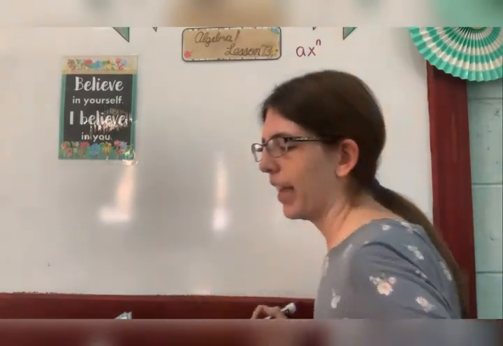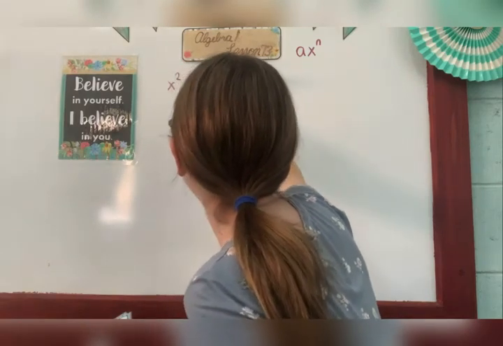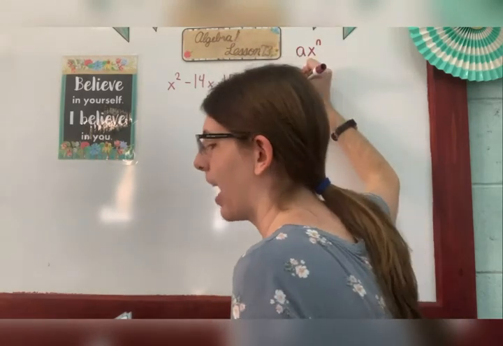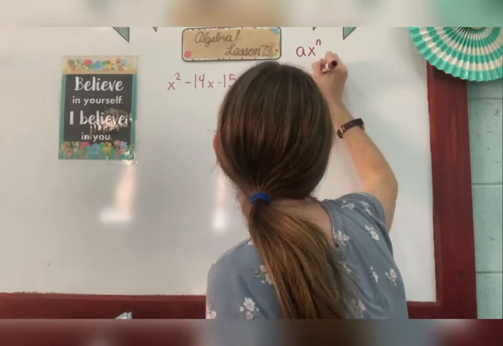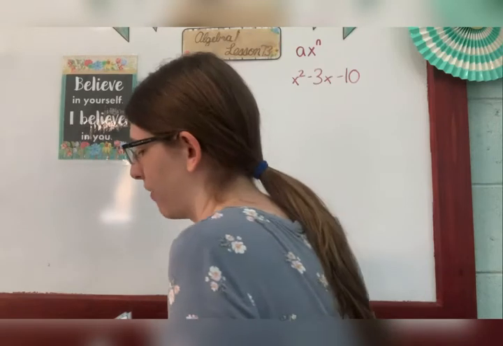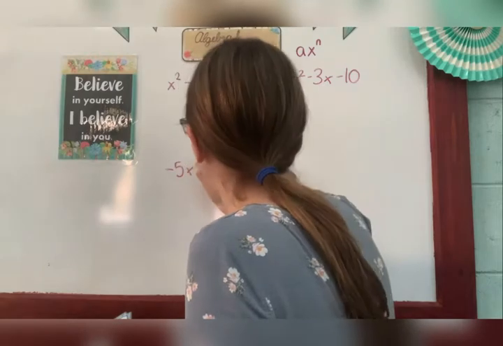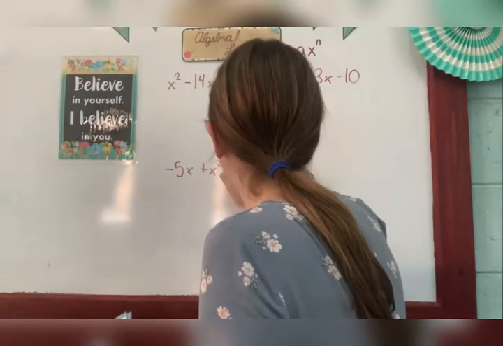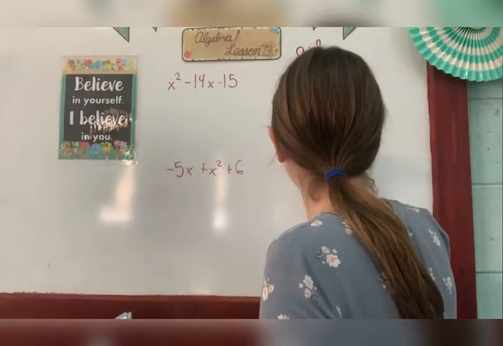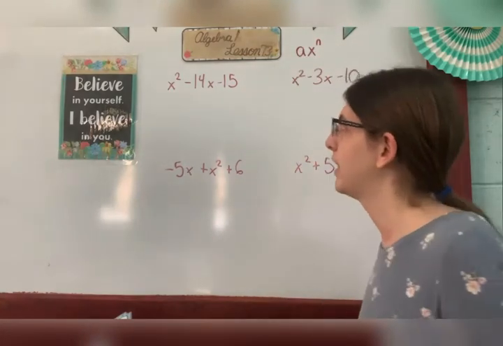Okay, so I have x squared minus 14x minus 15. I also have x squared minus 3x minus 10. Then I have negative 5x plus x squared plus 6. Then I have x squared plus 5 plus 6x. Okay, let's start with our first one.